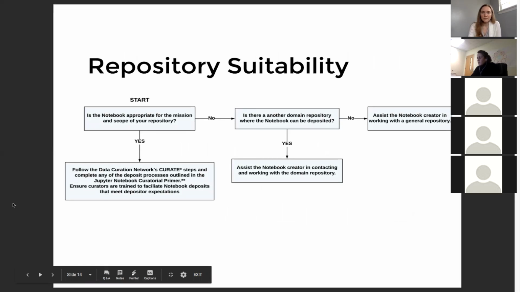Repository suitability is then a big issue. With these various levels of curatorial attention that you might have to give to a Jupyter notebook to have it meet the depositor's expectations, you have to be able to work with them when you're given that information, but also to understand when you're not necessarily the suitable repository for this kind of object or set of objects. So deciding whether or not you're the right place is a big part of this. But then next slide.